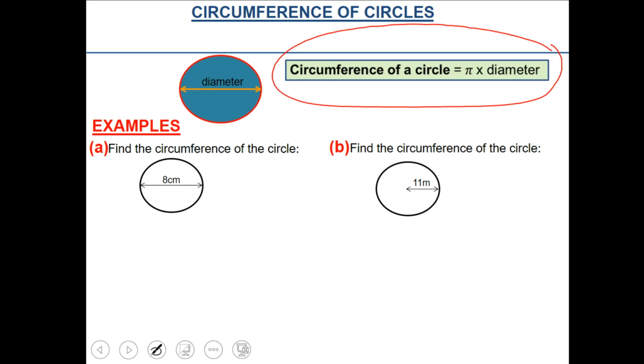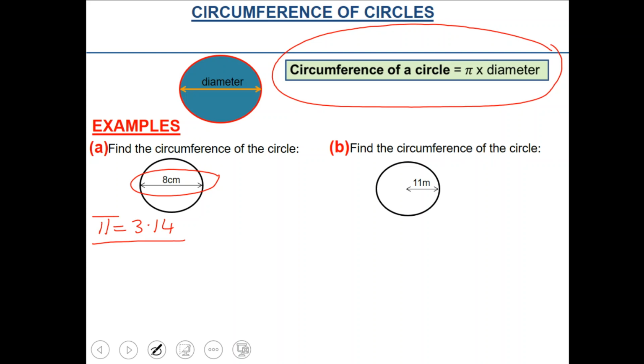The formula is pi times the diameter. Pi equals 3.14 as a number, and your diameter is given. So all you need to do is substitute your numbers into the formula. If you do have a scientific calculator at home, you can press the pi button on the calculator.